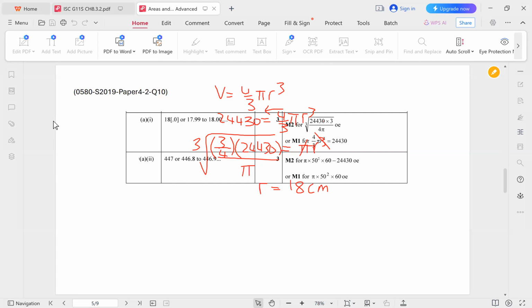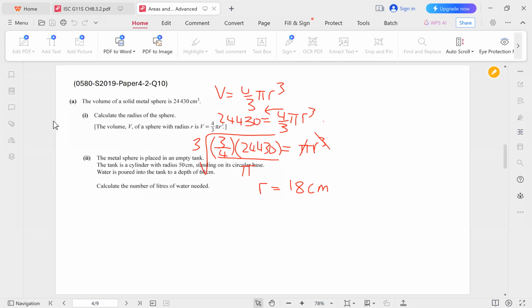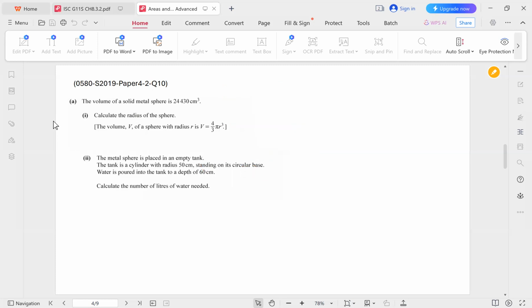So let's check the marking scheme. 18.0 is correct for A I. So let's move on to double I.